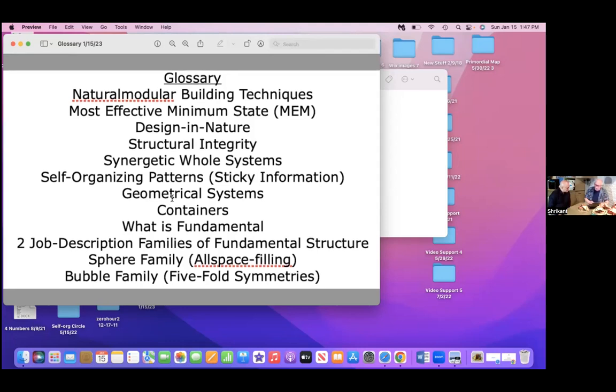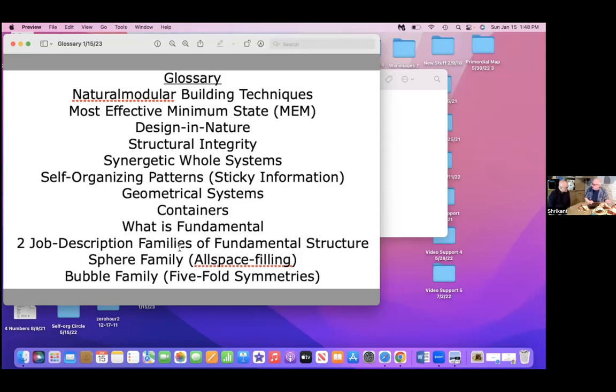We talked about geometrical systems, that it's much more realistic to think of them instead of as polyhedra. You can call it whatever you want, but for me, it always has a thickness. So that gives you containers: these geometrical systems are actually containers and they fit inside each other. That's just their natural state, that they want to connect to each other. And then what is fundamental, we've talked about that.